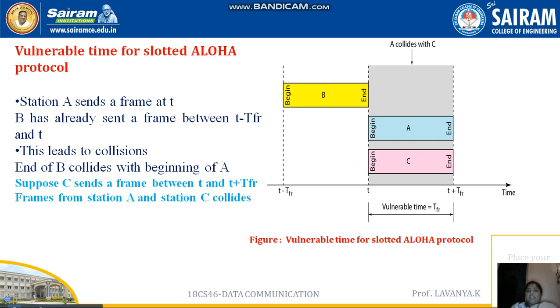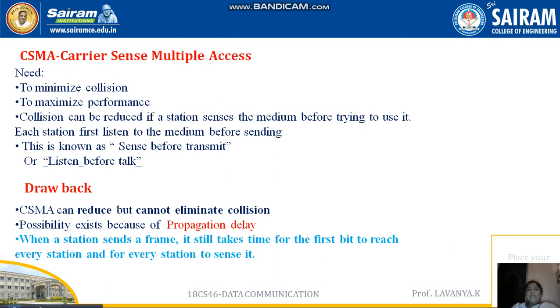The next topic is CSMA, which means carrier sense multiple access. Why do we need this first of all? Carrier sense multiple access carries multiple data or multiple frames in a single channel. We access multiple data within a single transmission medium. We need CSMA to minimize collisions and to maximize performance.